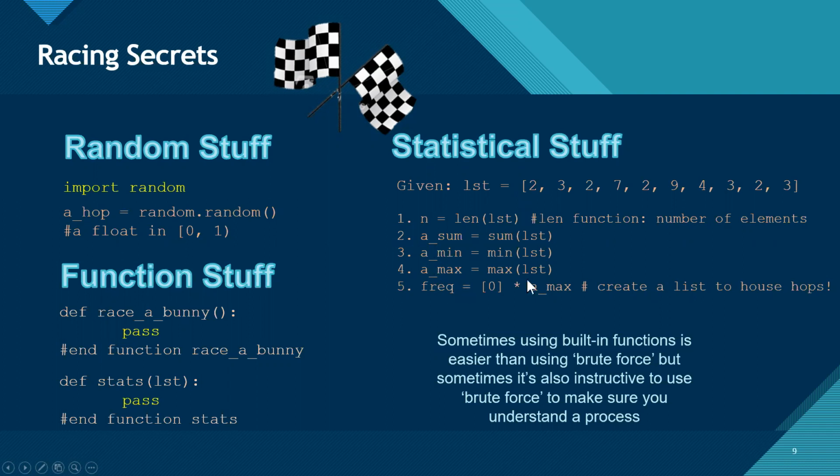And then also the frequency array, or frequency list. There's a really cool way of generating some empty pockets for it. I can create a list that starts with 0, because we're not going to have any bunnies at first, and multiply by a max. If the largest number of hops that bunnies ever took was 5, I'll have 5 zeros. So the first 0 can count the number of 1 hops, and then 2 hops and 3 hops, etc. And that's going to house our hops.